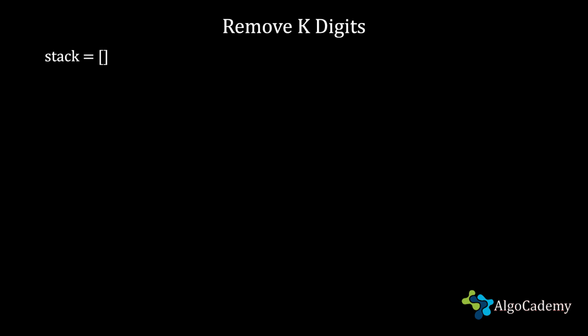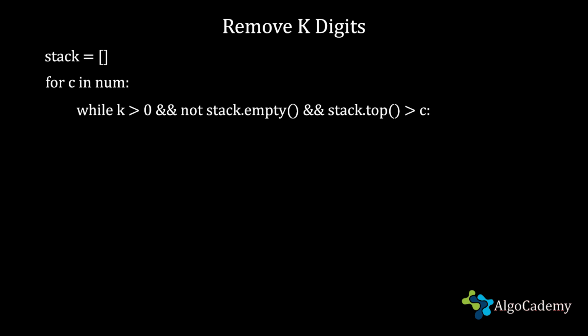We will start with a stack which is initially empty. Then we will iterate through all the characters in num. For each current character c, as long as k is greater than 0 and the stack is not empty, and the element on top of the stack is greater than c, then we are going to pop that element out of the stack and decrement k. When the while loop terminates, we are going to append c to our stack.